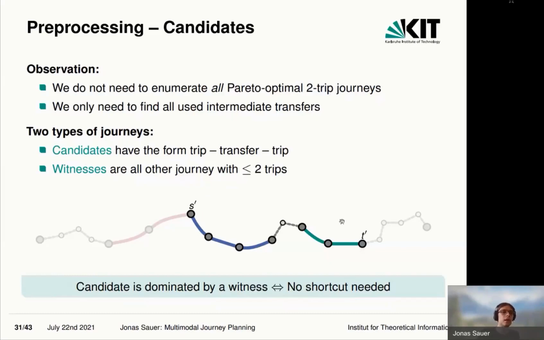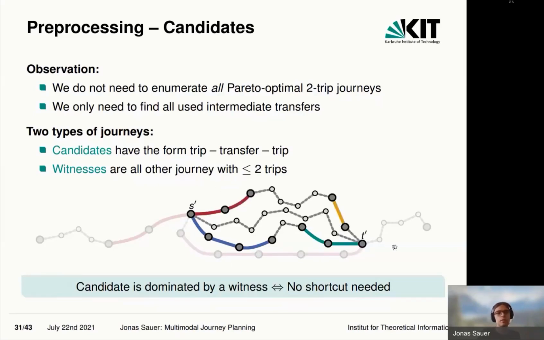And then witnesses are all other journeys with up to 2 trips. So this one has a final transfer, for example. Here we have another one which doesn't even have 2 trips. Here we have one that consists only of walking. All these kinds of journeys are called witnesses.